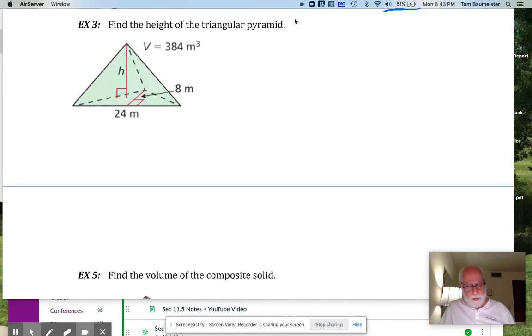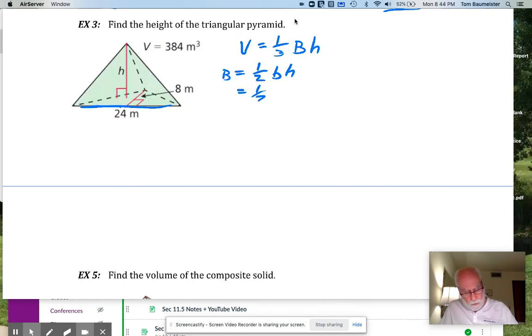Example 3, find the height of the triangular pyramid. We're just going to use the same formula we've been using. It's 1/3 the base, capital B, times the height. Now look at our base. Our base is a triangle. So remember, on this one, our little base is different. We can say it's 1/2 the little base times the height. Our little base is equal to 24 meters, and our height for this one right here is equal to 8.